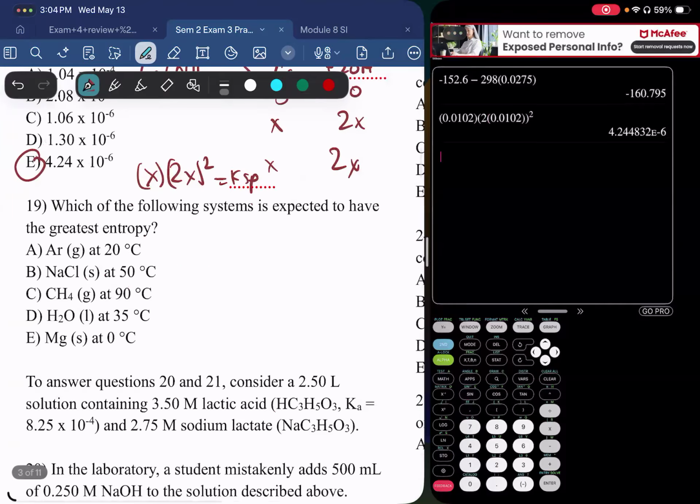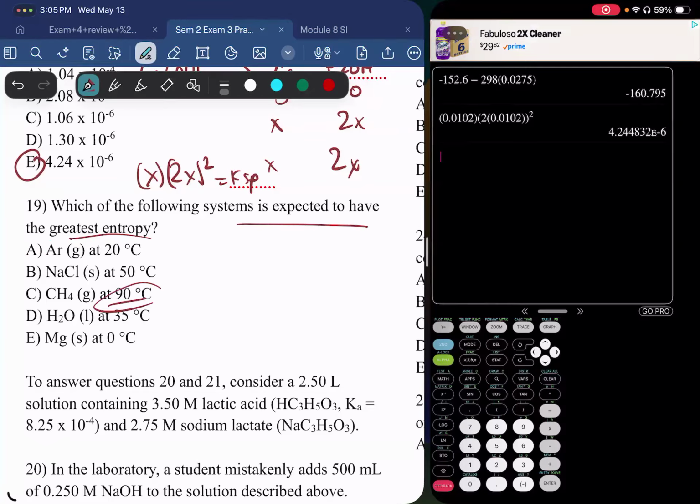For 19, which of the following systems is expected to have the greatest entropy? So they give you temperature and gas. This is again the same kind of idea. Gas always takes precedence over temperature. In this case, the greatest entropy would be choice C. It's in the gaseous state and it has the highest temperature. Argon is also in the gaseous state, but it doesn't have the highest temperature.